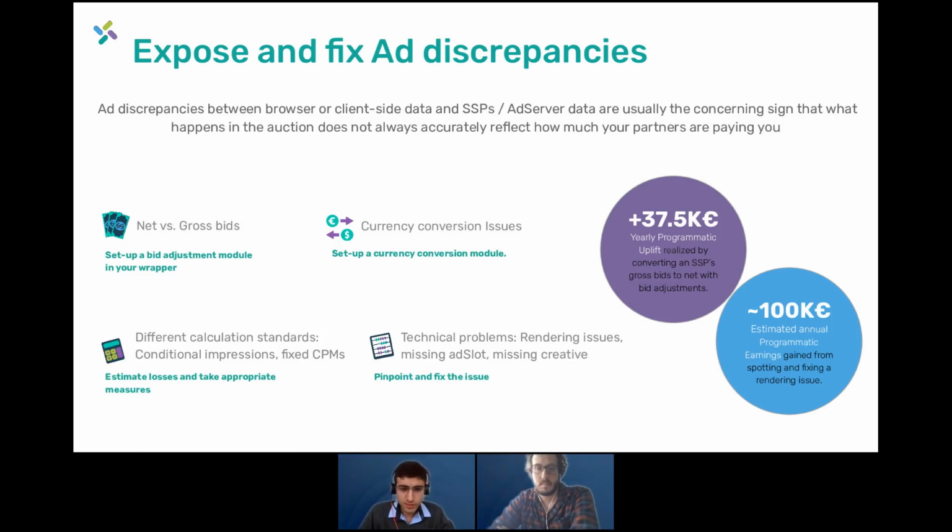The second issue is a bit similar to that because it's also spotted by looking at the day-over-day difference, and also by observing that this difference is constant day over day. But this time, the difference doesn't occur because of net versus gross, but because of conversion issues. Obviously, you could have both issues at once. But in this specific case, the solution will be to use the conversion module of Prebid.